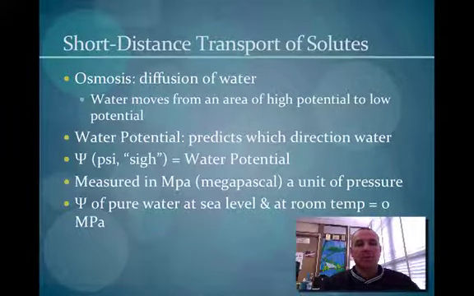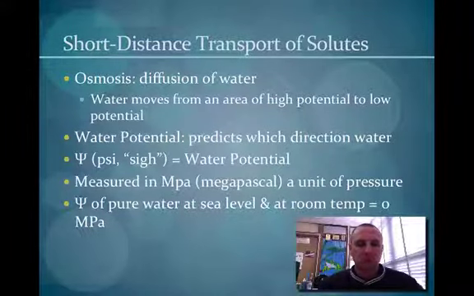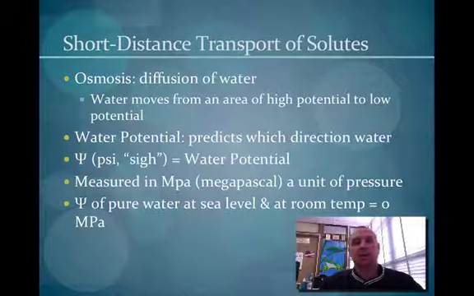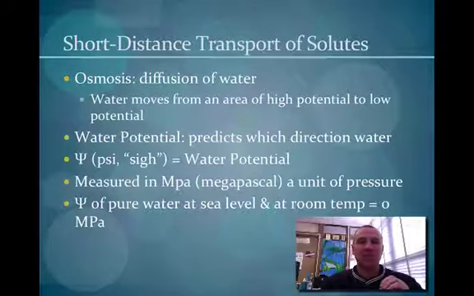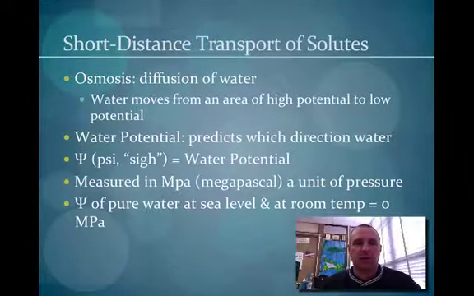Now, when we think about water potential, this predicts the direction in which the water will actually go. If you have a higher concentration on one side and a lower one on the other, you can tell which way it's going. Water potential is written with a symbol that looks kind of like a three-pronged trident, and it is called psi, and it is measured in megapascals, which is a unit of pressure. The psi of pure water at sea level would be 0. So you can see that it's going to go either negative or positive from there.